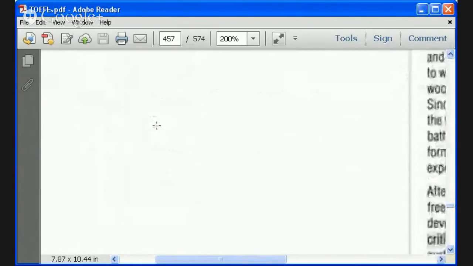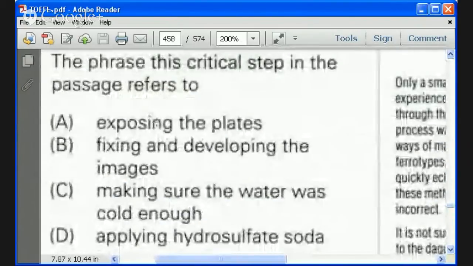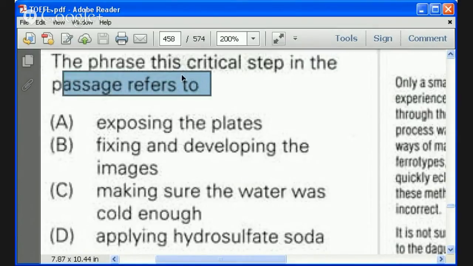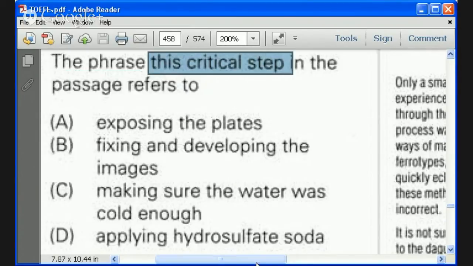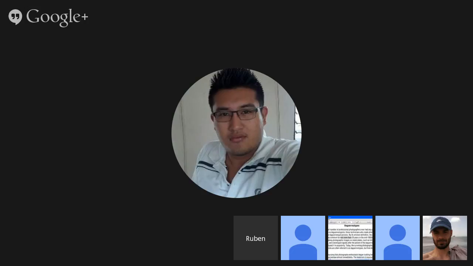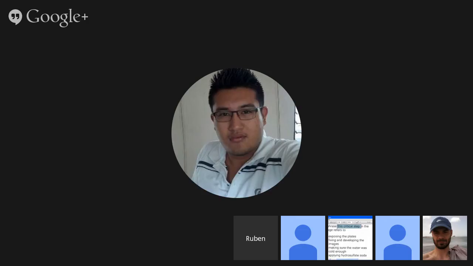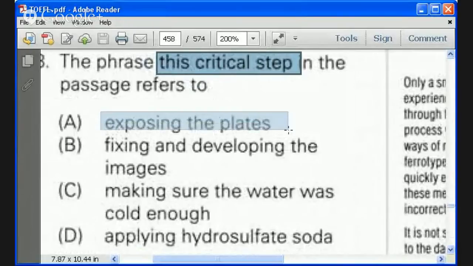Okay, I'm going to skip that. Let's go to the next one. The phrase "this critical step" in the passage refers to? A reference question. In other words, this critical step means what? A very important point. A very important stage of the process. That's right. But what is it specifically?